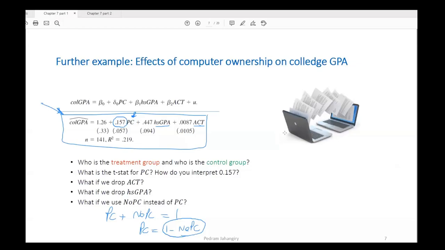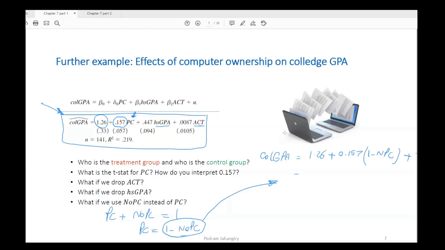And what will happen to the intercept? This must definitely change because, remember, we are doing this manipulation to the data. So let's do that. Call it GPA. We have high school GPA too, so let's call it GPA: 1.26 plus 0.157, and now instead of PC, I have 1 minus no PC, plus the rest of it. Nothing is going to happen to the rest of it.